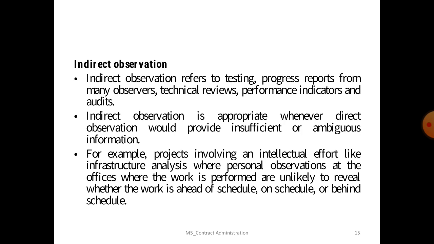So another type of observation is indirect observation. Indirect observation refers to testing, progress reports from the many observers, technical review, performance indicators and audits. Indirect observation is appropriate when direct observation would provide insufficient information. For example, a project involving intellectual effort like infrastructure analysis, where personal observation at the office where the work is performed is unlikely to reveal whether work is ahead of schedule, on schedule, or behind schedule.